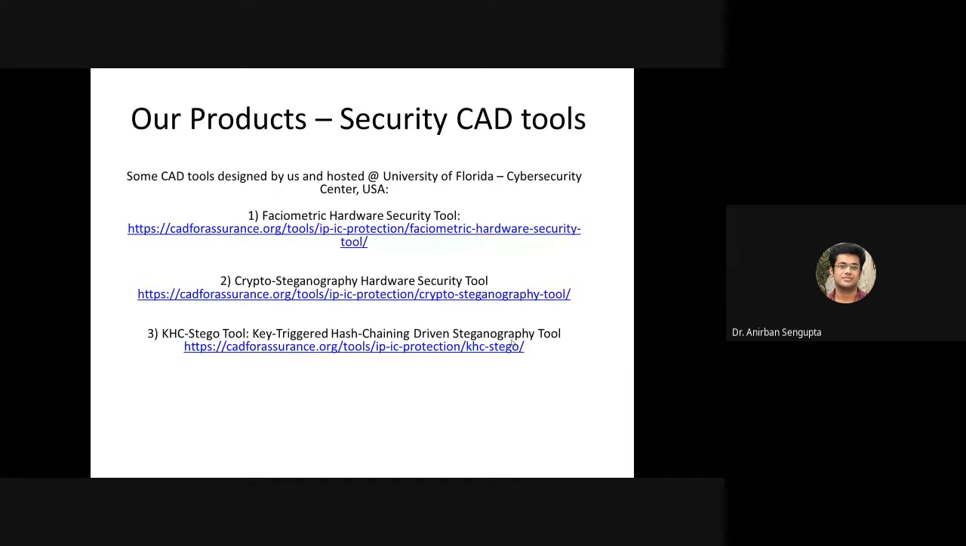So these are some of the tools that I was referring to, and these tools can actually be used by any researchers working in the field of hardware security or IoT hardware security.